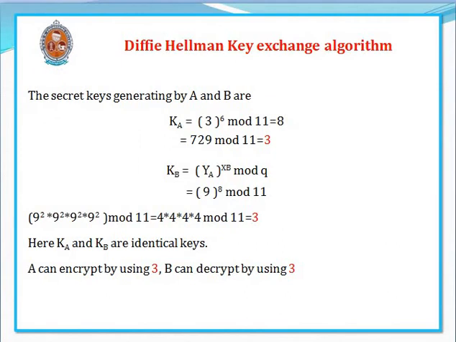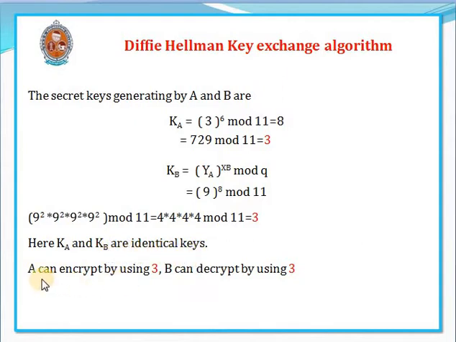Now the secret keys generated by A and B are Ka equal to 3 power 6 mod 11, that is equal to 8, that is equal to 729 mod 11, that is equal to 3. Kb equal to ya to the power of xb mod q, that is equal to 9 to the power of 8 mod 11, and that is also equal to 3. So here Ka and Kb are identical.